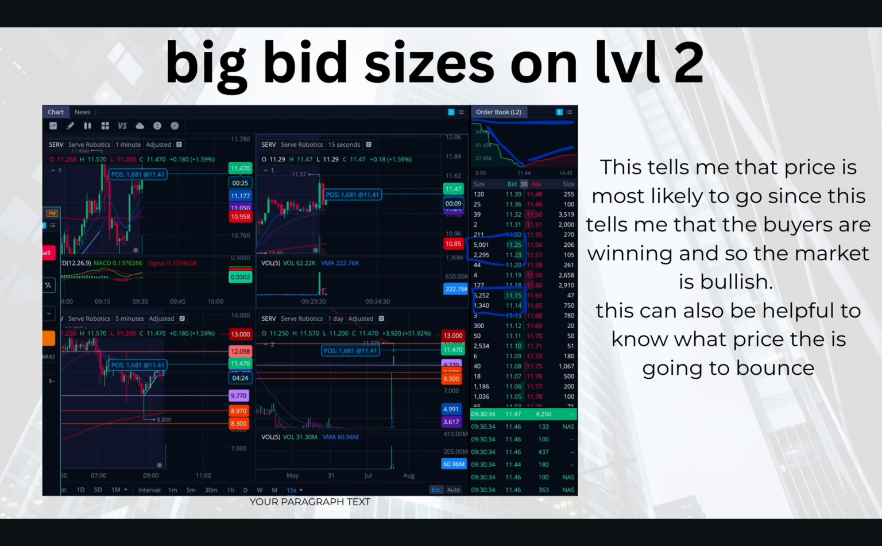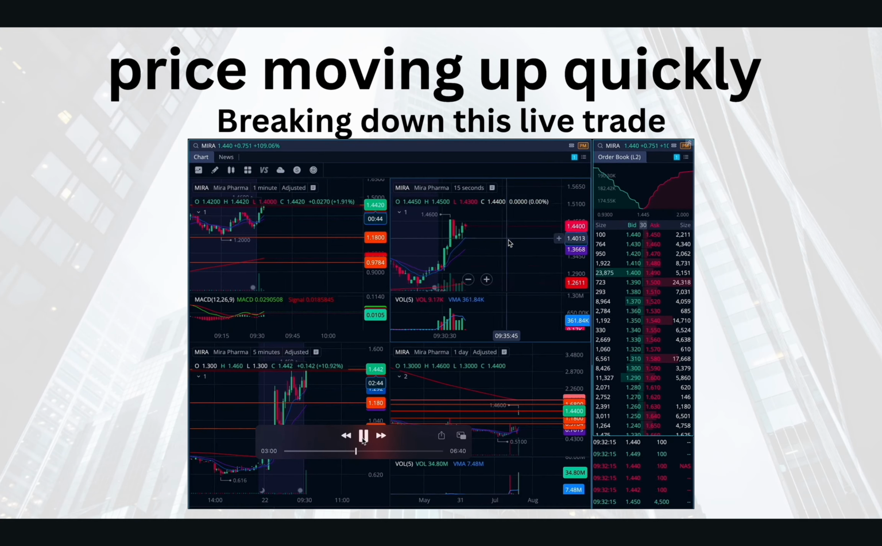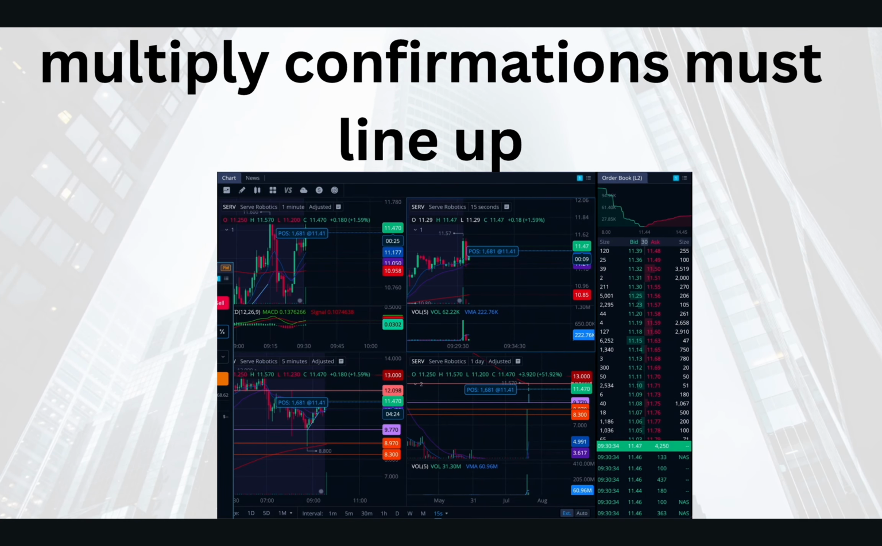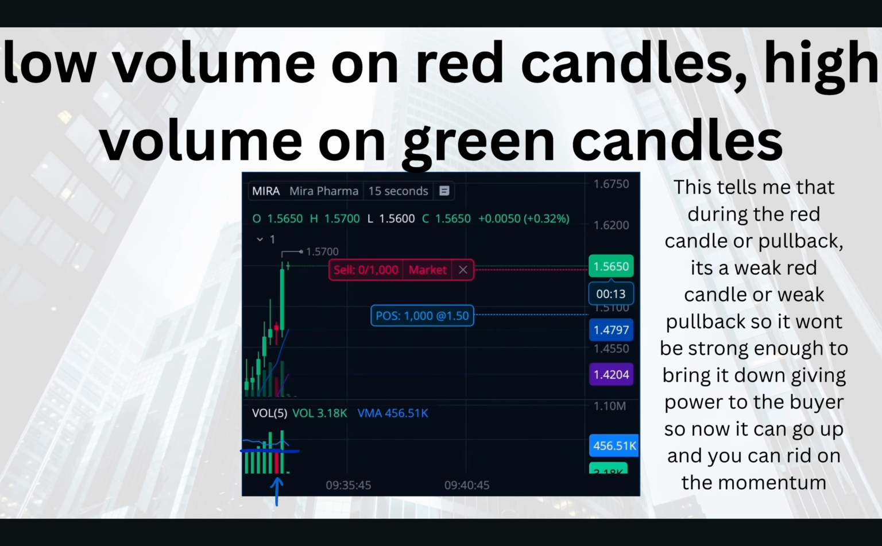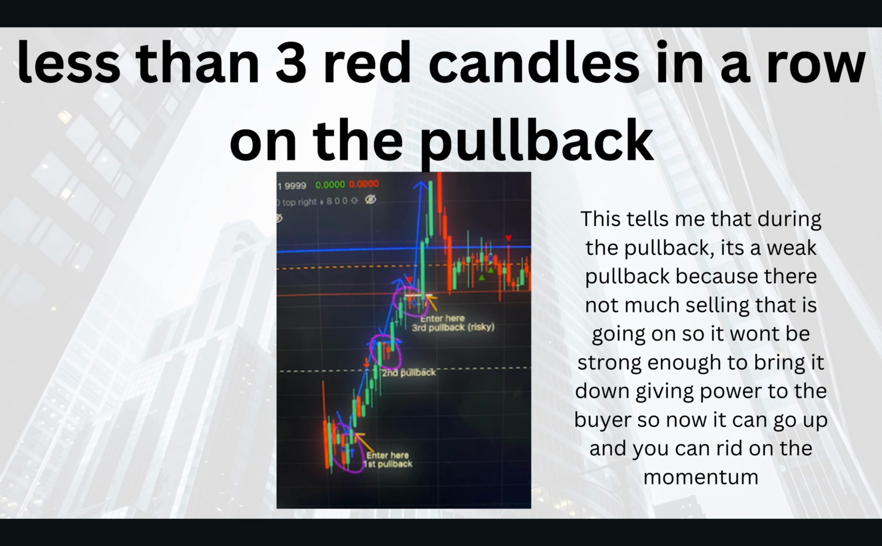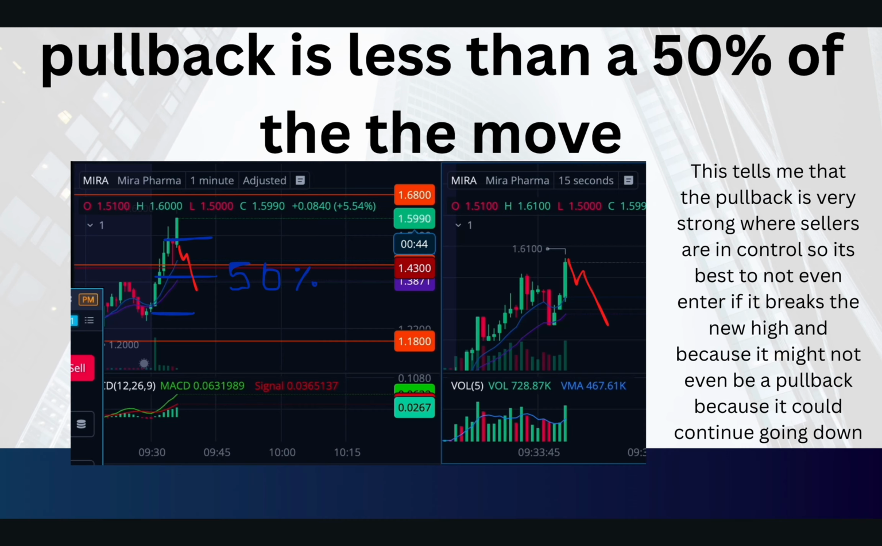The other confirmation. So we have price moving up quickly. I have a video breakdown. Multiple confirmations must line up. Low volume on red candles, high volume on green candles. Less than 3 red candles on a pullback, and a pullback is less than 50% of the move. But I'm gonna show that in the next video.